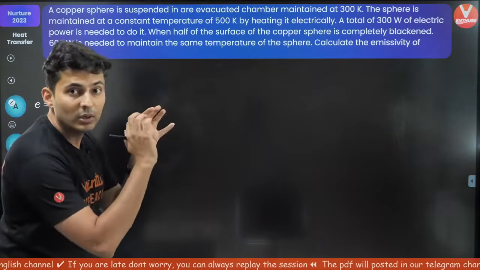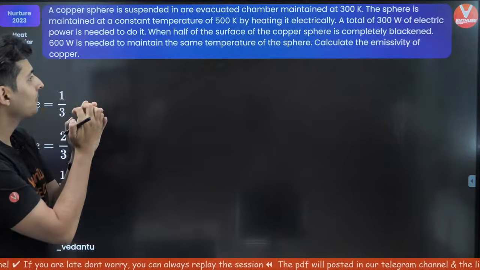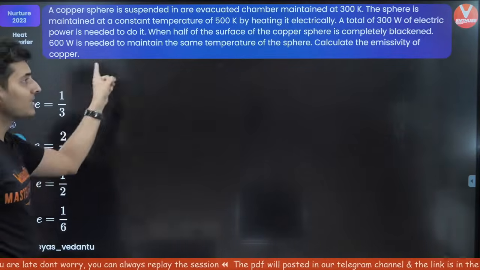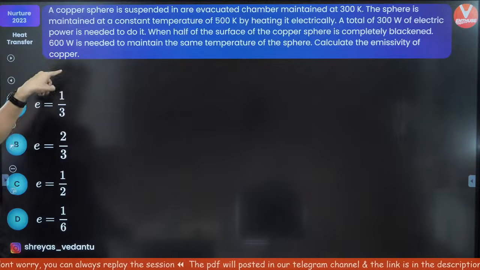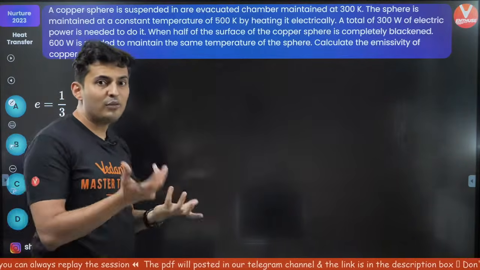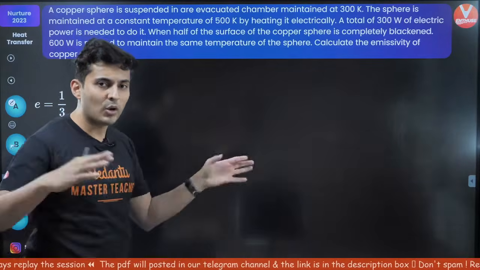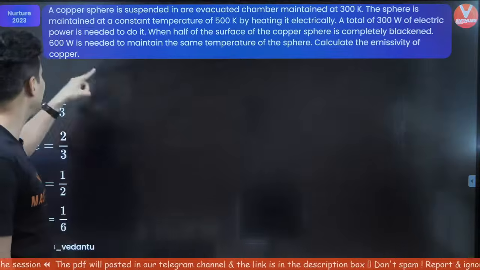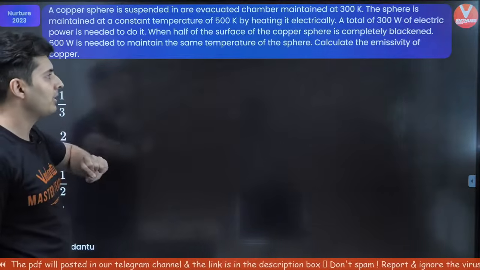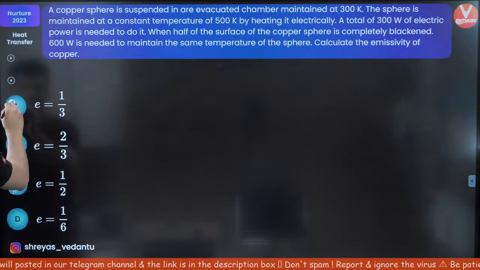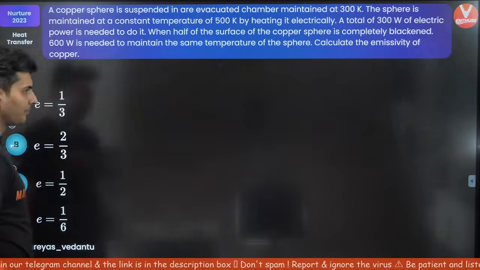But now you take half of the sphere and it is blackened. That means black body, only half of it. Now, the moment you make half of it black, it is going to emit more very quickly. So you need more electrical power to maintain the same temperature. Find the emissivity. Let's try and do this question.